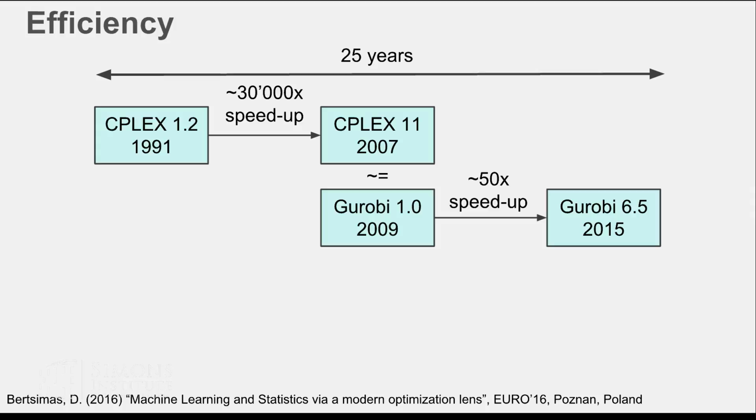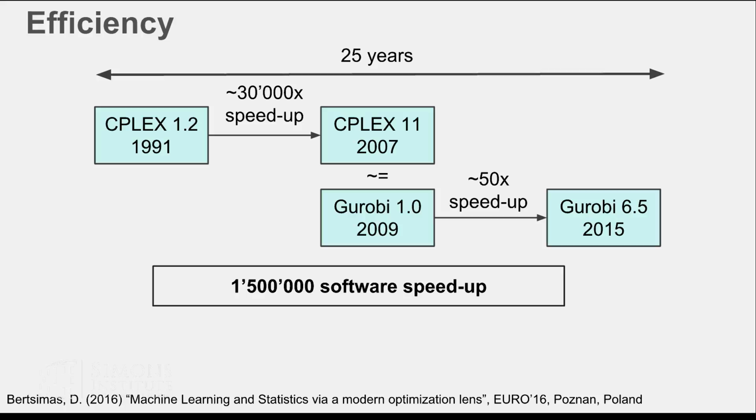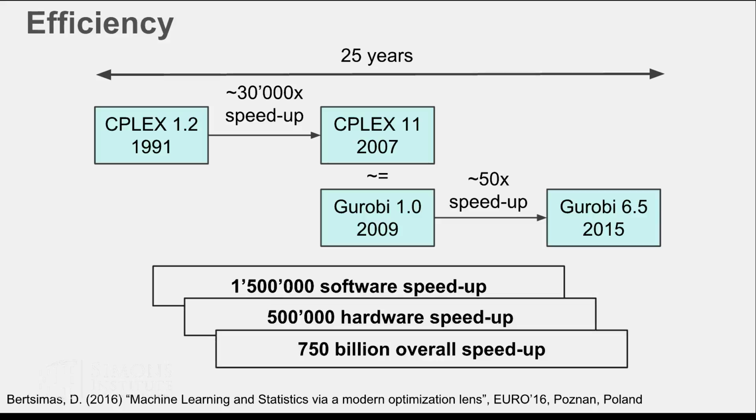So in the recent 25-30 years, there was a tremendous progress in MIP solving. If you count the speed up of solvers, there was around 1.5 million times speed up in 30 years. And this does not account for hardware speed up. Hardware speed up is yet another 500,000. So if you combine this all, it's around 1 trillion times speed up.